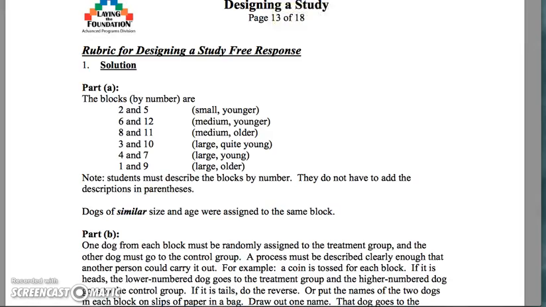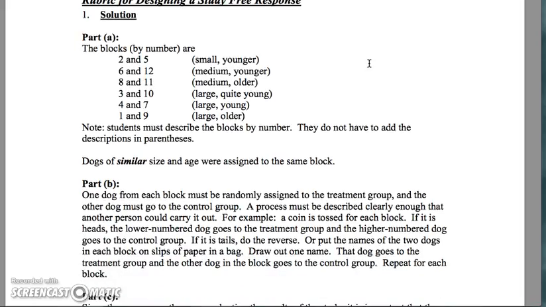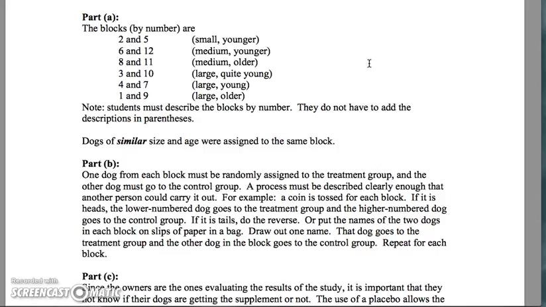So here we have the rubric, which is Design a Study, page 13 of 18 on the same link on your AP practice. So, rubric for designing a free response 1. This is the solution for part A. The blocks by number are 2 and 5, small/younger, 6 and 12, medium/younger, 8 and 11, medium/older, 3 and 10, large, quite young, 4 and 7, large, young, and 1 and 9, large, older.